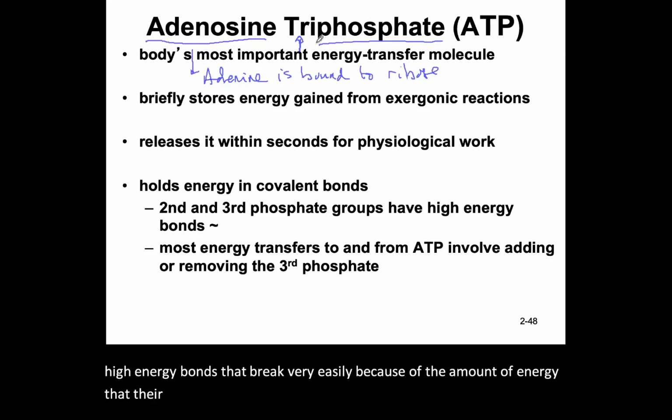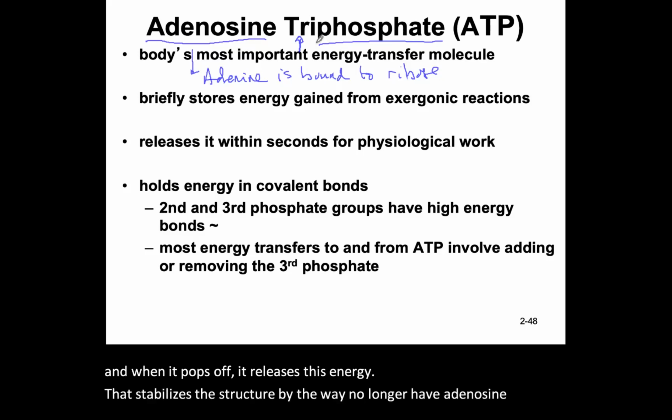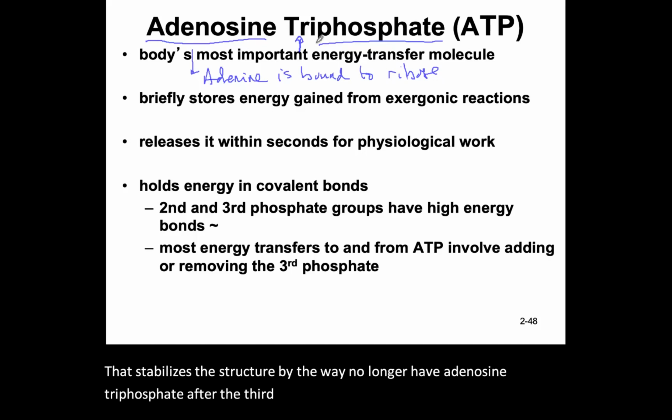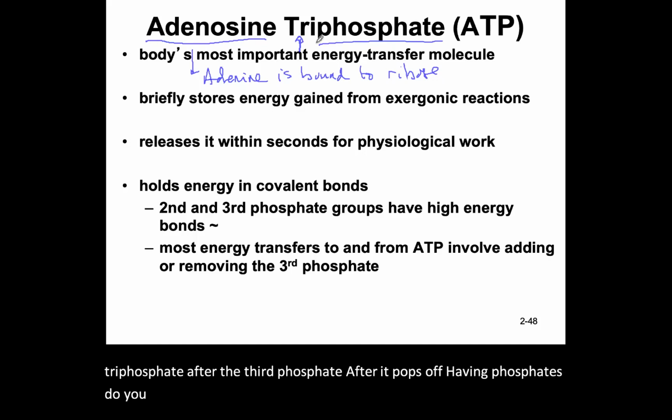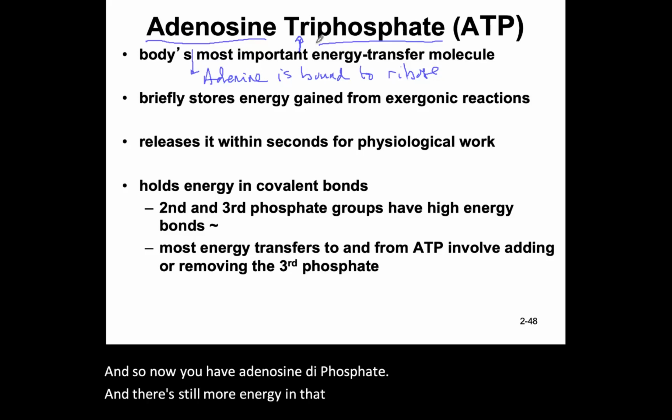And so what ends up happening is that 3rd phosphate group pops off. And when it pops off, it releases this energy. Now, that stabilizes the structure. By the way, you no longer have adenosine triphosphate. After the 3rd phosphate pops off, how many phosphates do you have left? 2. And so now you have adenosine diphosphate. And there's still more energy in that bond. It can pop off. And when it does, it releases some more energy.